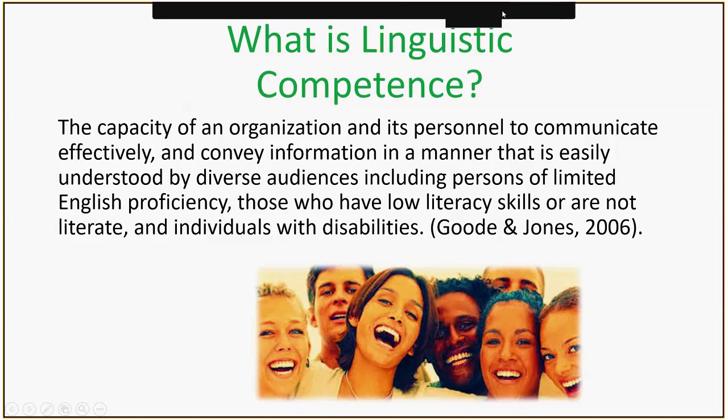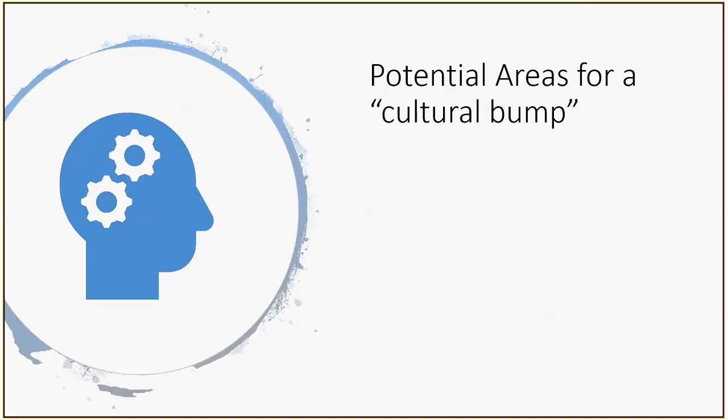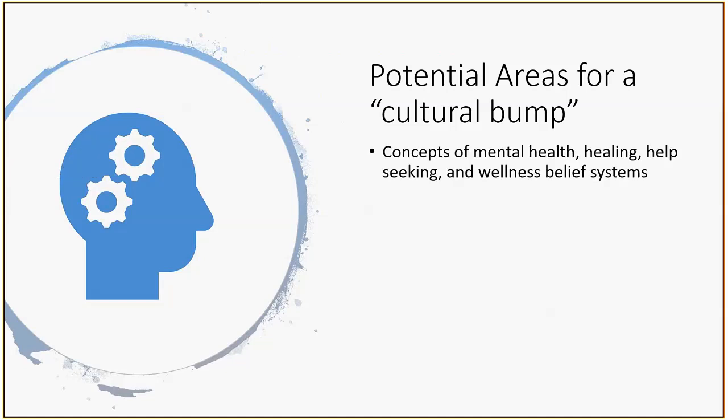So one of the other things that we want to share with you is, now that you understand cultural and linguistic competency from the most foundational aspects of the field, we are trying to transition to understanding probably what brought you all here around unconscious bias and implicit bias. And we find that unconscious bias and implicit bias allow for these potential areas of what I call a cultural bump. It's concepts of mental health, healing, and help seeking and wellness belief systems.